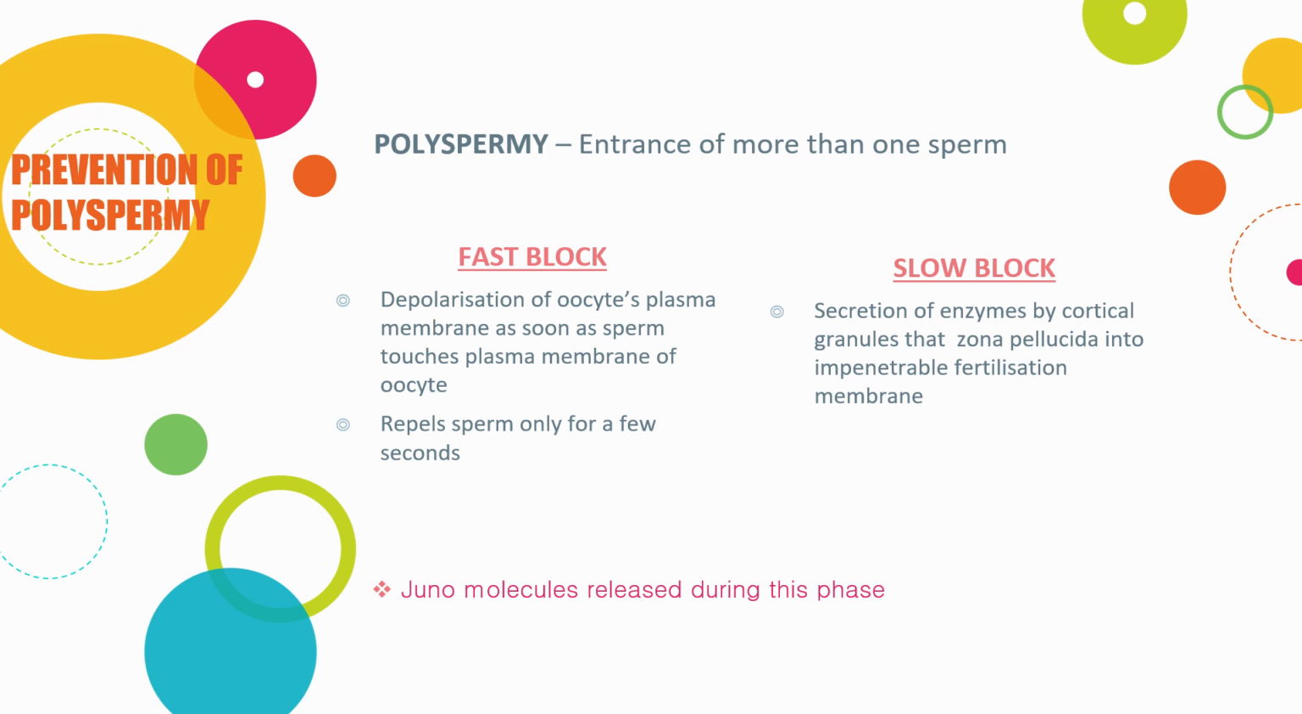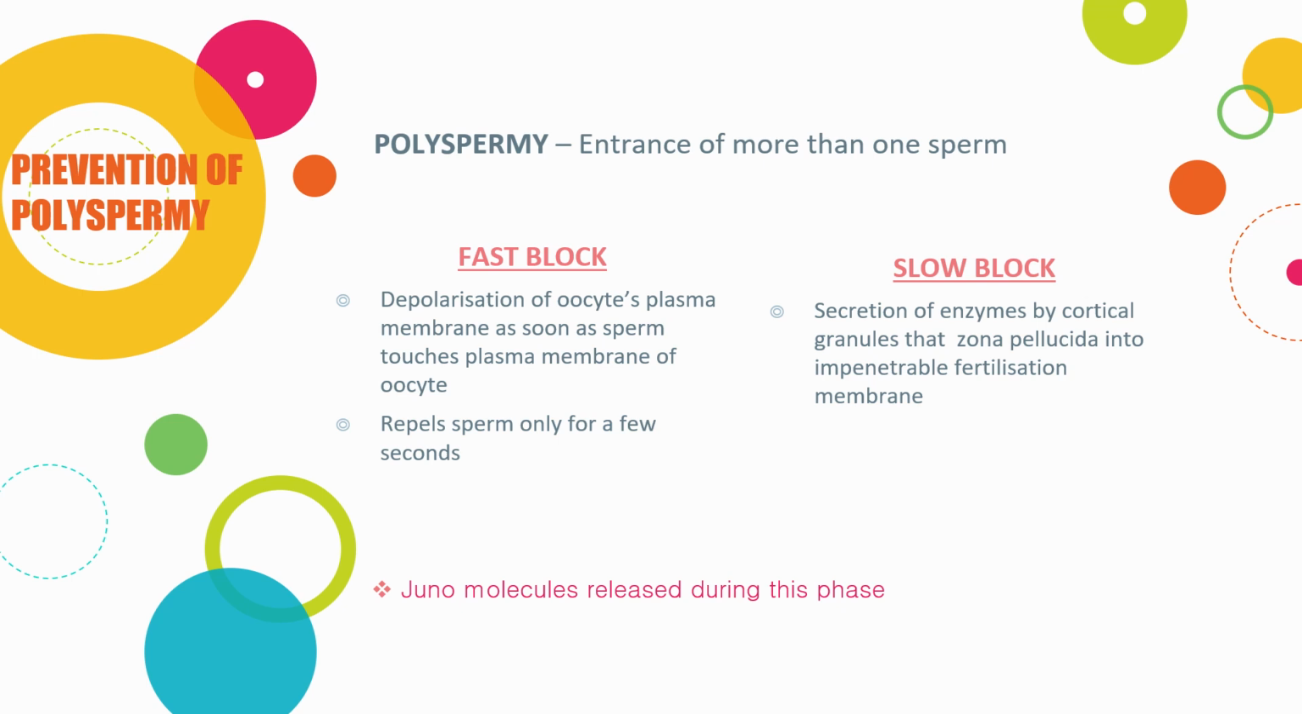So how this works is that as soon as the sperm touches the oocyte's plasma membrane, it immediately depolarizes, and this changes the charges of the plasma membrane. And this is known as fast block, as it repels other sperm from entering only for a few seconds. Then we have the cortical granules, which are basically vesicles in the oocyte that secrete enzymes to turn the zona pellucida into an impenetrable fertilization membrane. This is a longer lasting reaction, and it's called the slow block.